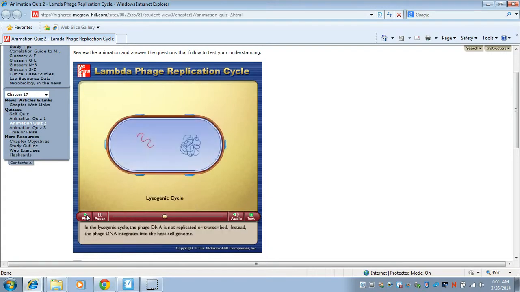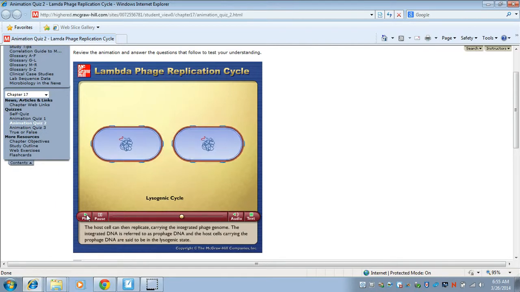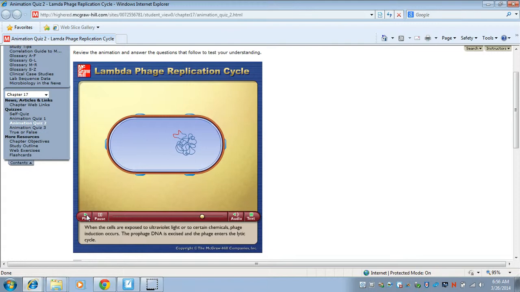In the lysogenic cycle, the phage DNA is not replicated or transcribed. Instead, the phage DNA integrates into the host cell genome. The host cell can then replicate, carrying the integrated phage genome. The integrated DNA is referred to as prophage DNA, and the host cells carrying the prophage DNA are said to be in the lysogenic state. When the cells are exposed to ultraviolet light or to certain chemicals, phage induction occurs. The prophage DNA is excised and the phage enters the lytic cycle.